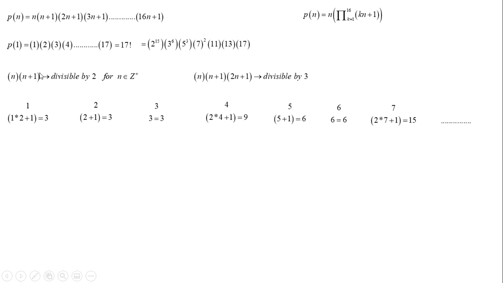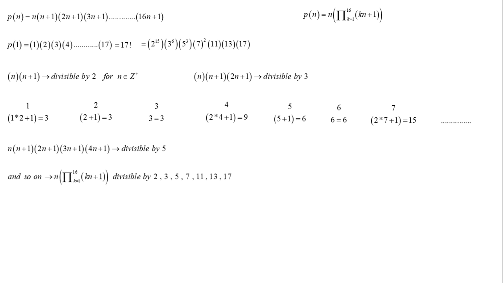The same for 5: n times (n plus 1) times (2n plus 1) till we reach (4n plus 1). Of course, these are 5 consecutive values, so it will be divisible by 5, and the pattern will be repeated every 5 values. The same for 7 and so on. So n times the product of (kn plus 1), k from 1 to 16, is always divisible by all prime numbers equal to or less than 17, such as 2, 3, 5, 7, 11, 13, 17.